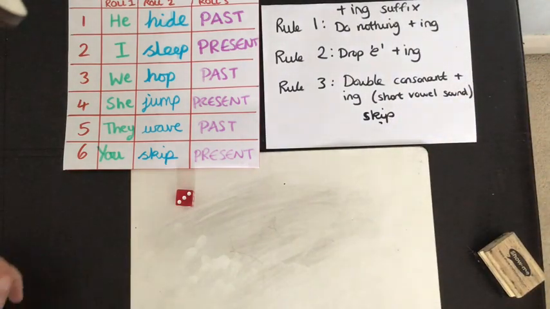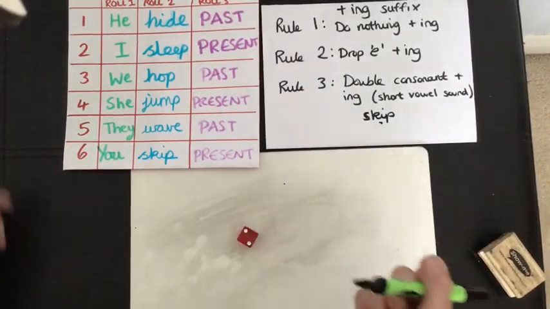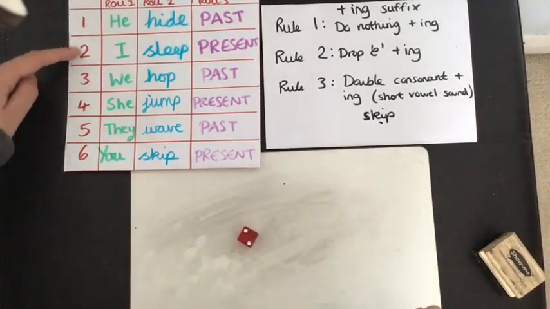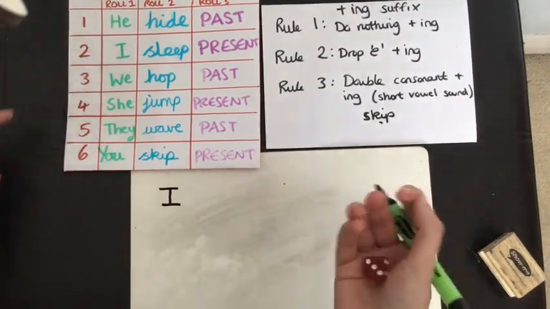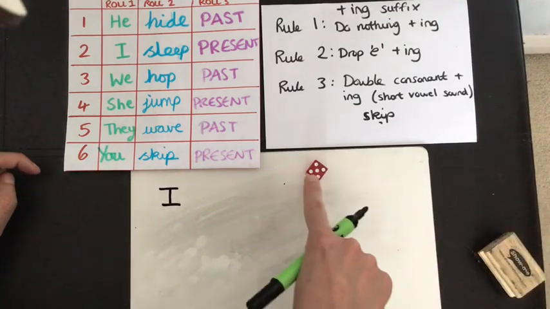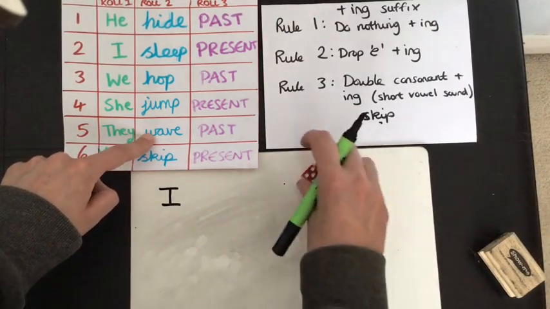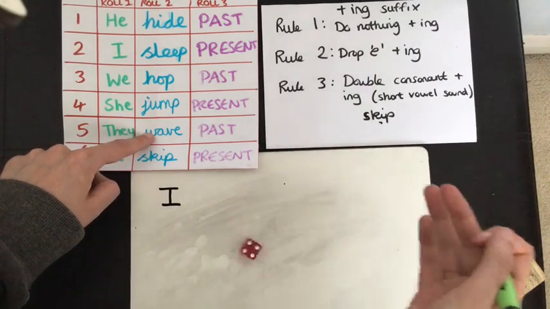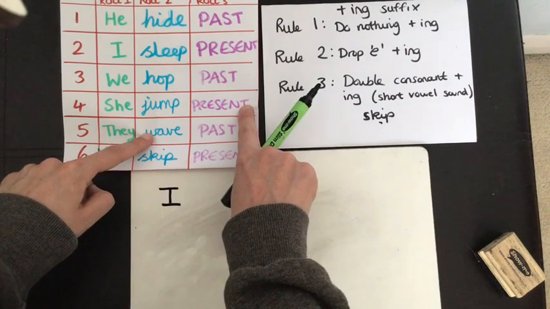Okay, so what you need to do is you roll the dice for the first time. 2. Look down my list, number 2 is I, so my sentence will start with I. I'm going to roll again. Got a 5 this time, so my verb is going to be wave. And I roll again for the 3rd time. Number 4 is going to be in the present progressive tense.